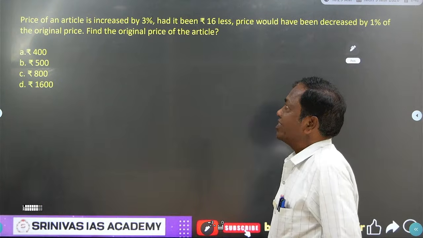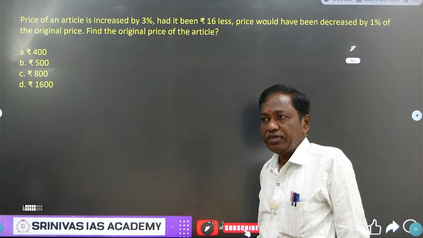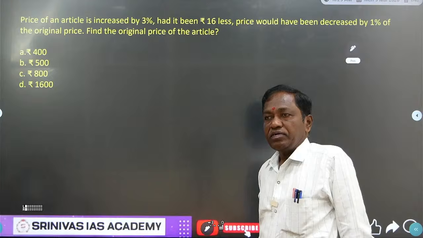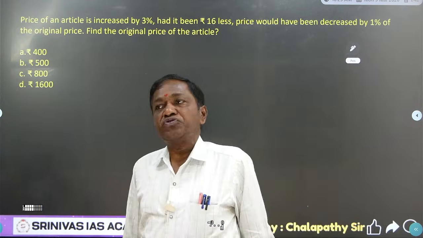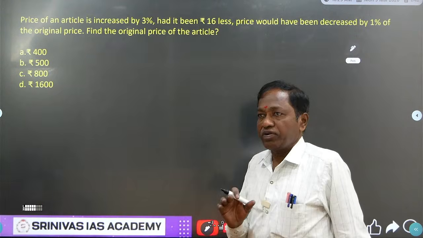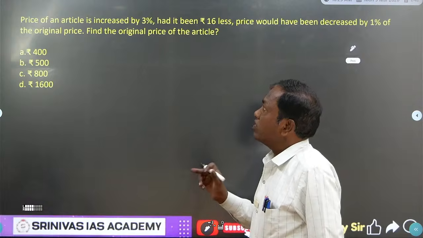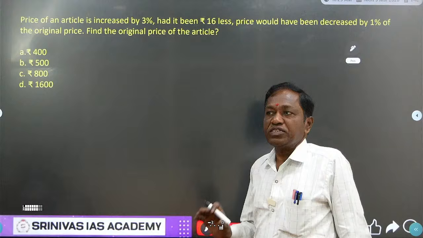Price of an article is increased by 3%. You have to read the group of words very carefully, then only you should try to solve the question. First, reading skills are very important. I have been telling for quite long time. Price of an article is increased by 3%. What does it mean? What do you understand by reading this group of words?